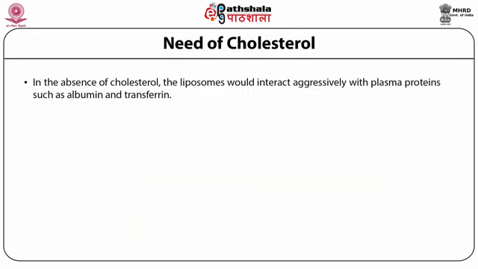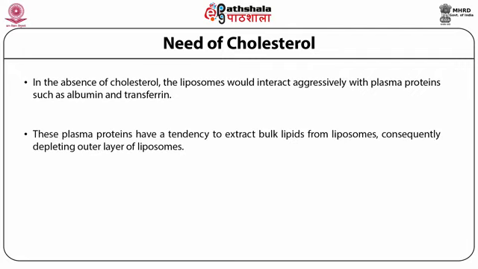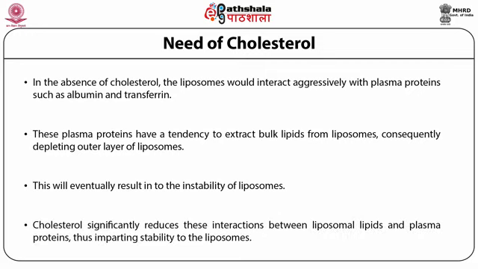If cholesterol is not included in the structure of the lipid bilayer, the liposomes would interact aggressively with plasma proteins such as albumin and transferrin. These plasma proteins have a tendency to extract the bulk lipids from the liposomes, consequently depleting the outer layer of liposomes, which will eventually result in the instability of liposomes. Because of its solubility properties and molecular shape, cholesterol significantly reduces these interactions between liposomal lipids and plasma proteins, thus imparting stability to the liposomes.